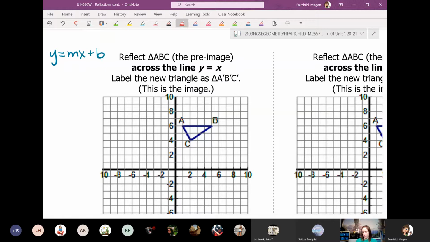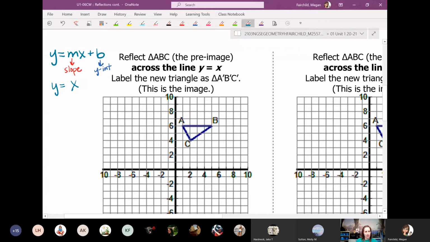Okay, the m is slope. I don't know why m stands for slope, but it does. And the b was y-intercept. Okay, so when you think about the line y equals x, well, what's the slope of that line?